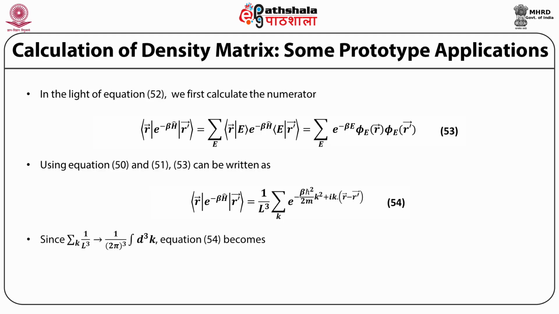Since summation over k, 1 upon L cube in this k space, can be written as 1 upon 2 pi whole cube integrated over the whole k space, equation 54 becomes approximately equal to 1 upon 2 pi whole cube integral from minus infinity to plus infinity of e raised to power minus beta h bar square upon 2m k square plus iota k dot r minus r dash, d cube k.